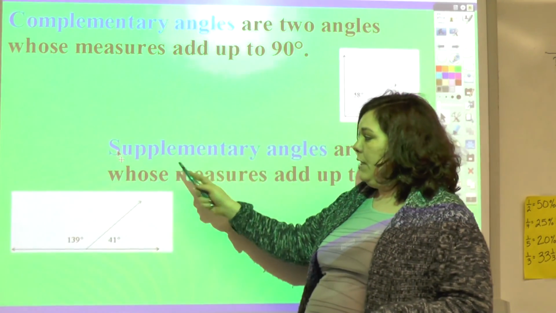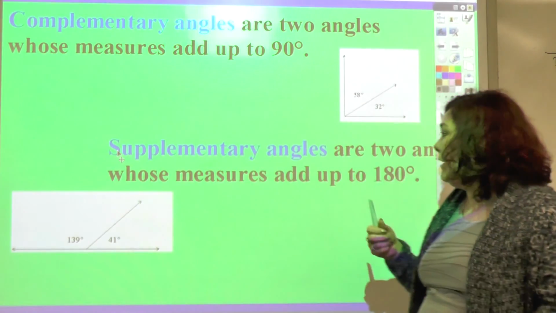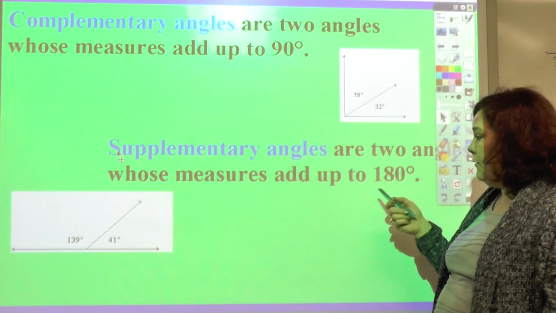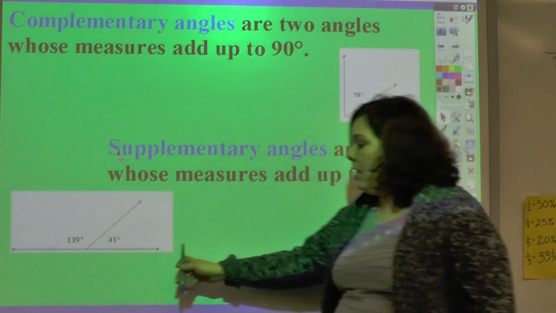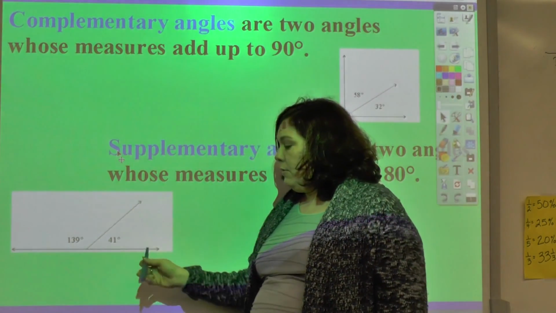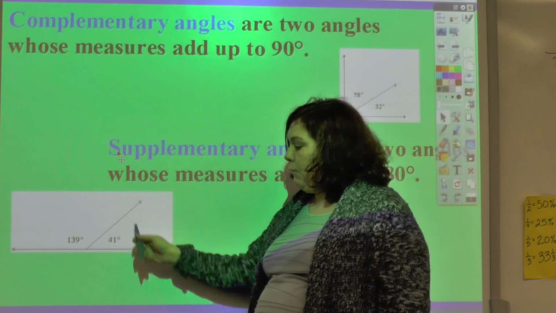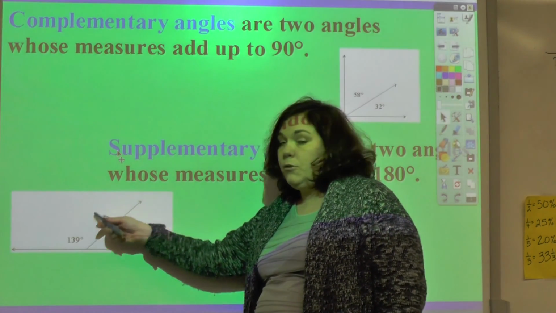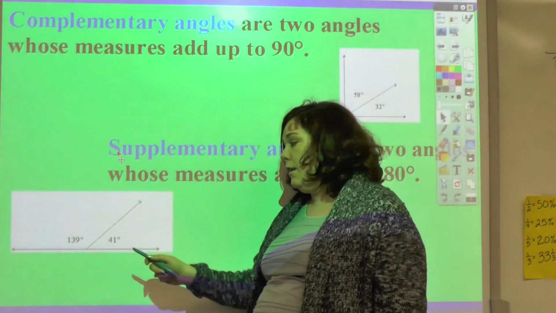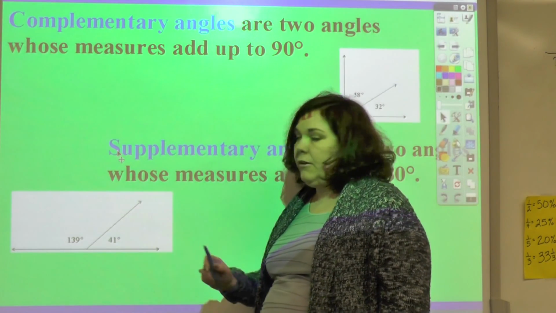Then the second one is supplementary, and S comes later in the alphabet. These are two angles that add up to 180, so it's a bigger amount. These two angles, 41 plus 139, equal 180, a straight line. So these are called supplementary angles.